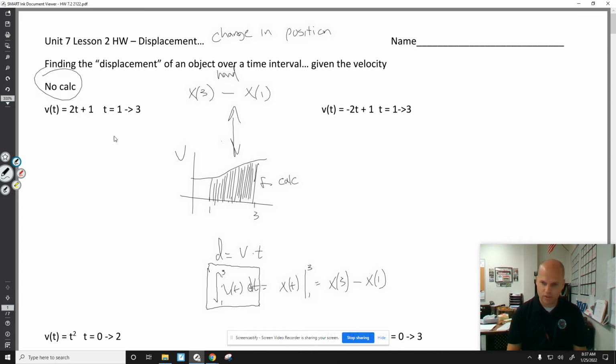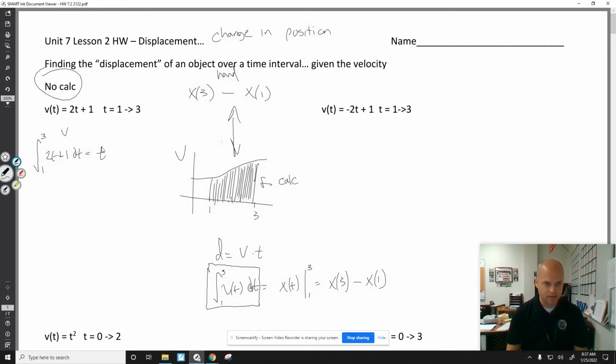So I'm starting with questions that are no calculator. I'm giving you a velocity over an interval, and I'm saying, what's the displacement? What's the change in position? Well, we'll start out by saying I need to accumulate velocity. Instead of writing v of t, I'll write 2t plus 1. And I'm going to accumulate it from 1 to 3. But that's the same as taking the change in position.